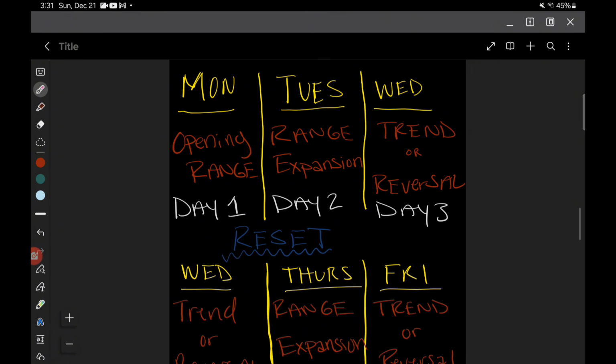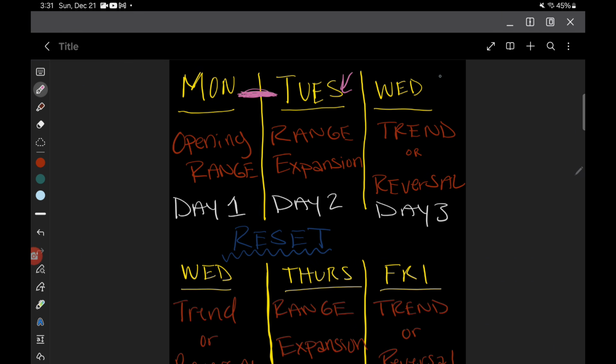Now, it starts off on Monday. Monday is the opening range. Monday decides the range of the week. Now, when Tuesday comes along, that is the range expansion day. So between Monday and Tuesday, that's going to be your initial balance. After Monday and Tuesday happen, either the high or the low is going to be locked in for the rest of the week.